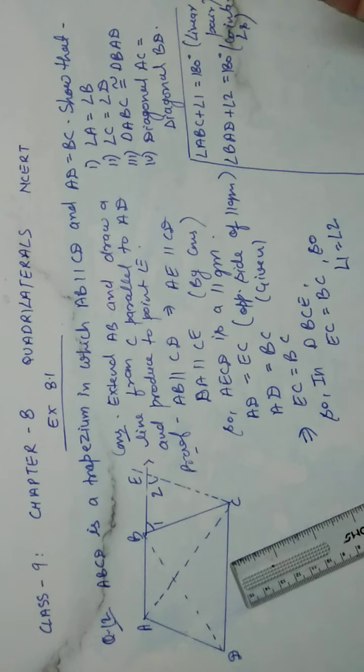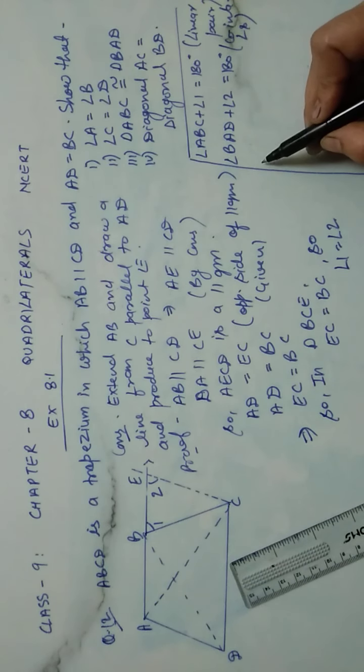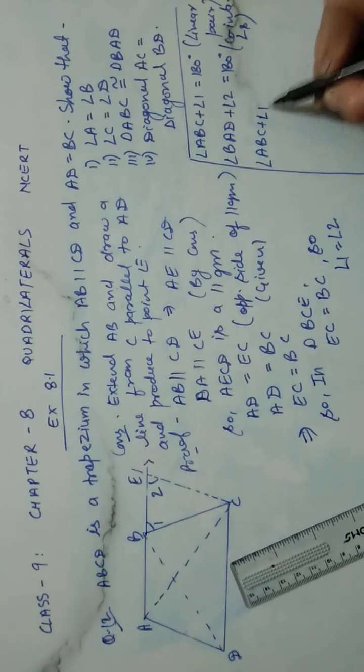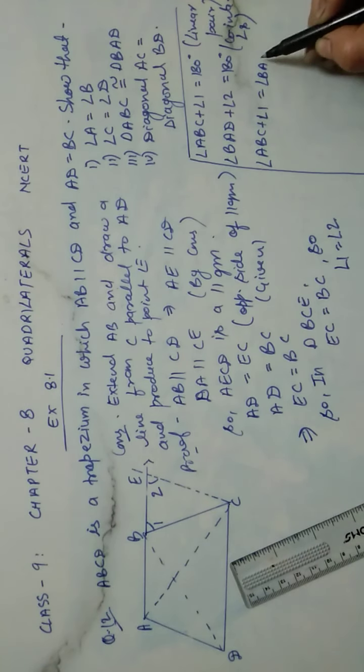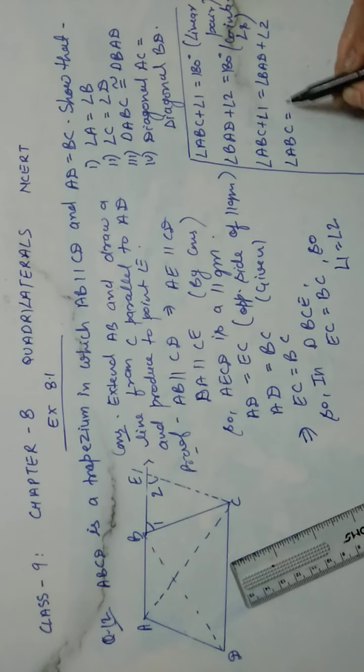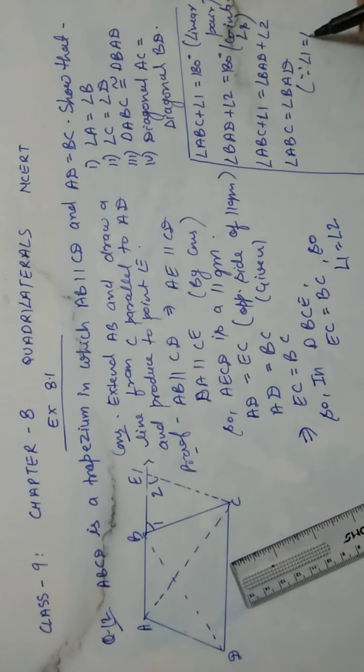If the right hand sides are equal, then you can write the left hand side also as equal. So you can write angle ABC plus angle 1 is equal to angle BAD plus angle 2. Now from this equation we have angle ABC is equal to angle BAD. Why? Because angle 1 is already equal to angle 2. So angle BAC is equal to angle 2, and we can say angle A is equal to angle B. This is the first point we have proved.